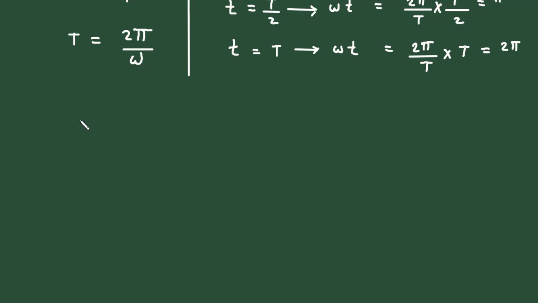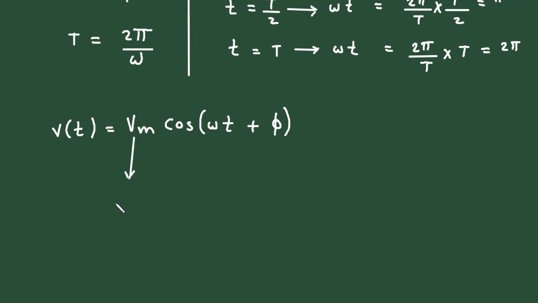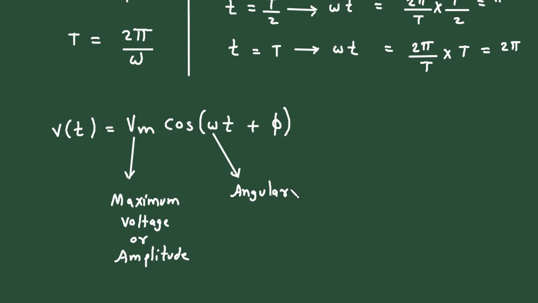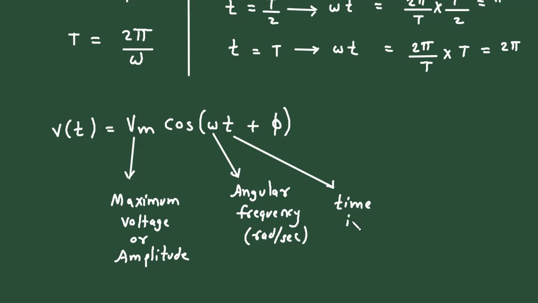Now the general expression for sinusoids is V of t is equal to Vm cos(omega t plus phi). So here this Vm is the maximum voltage or amplitude, this omega is the angular frequency in radian per second, then this t is the time in second.